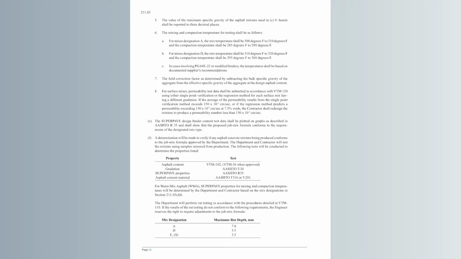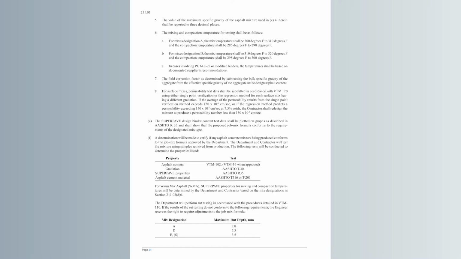Letter A talks about your mixes designated an A mix. The mix temperature shall be 300 to 310 degrees Fahrenheit, and your compaction temperature should be 285 to 290 degrees Fahrenheit. Your D mixes, the temperature should be 310 to 320 degrees Fahrenheit, and your compaction temperature should be 295 to 300 degrees Fahrenheit.